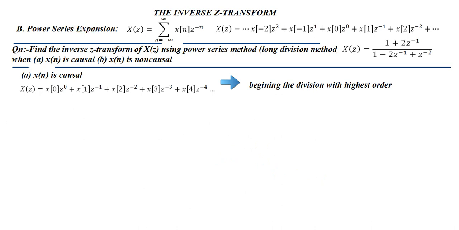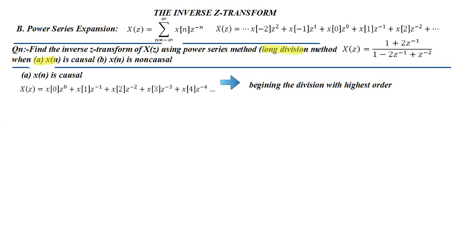Here the question is given: find the inverse Z transform of X(z) using the power series method, also known as the long division method. The signal is given as a rational function, numerator and denominator, and we need to find two signals: one if the signal is causal and another if the signal is non-causal, or anti-causal. First we will take the case when the signal is causal.